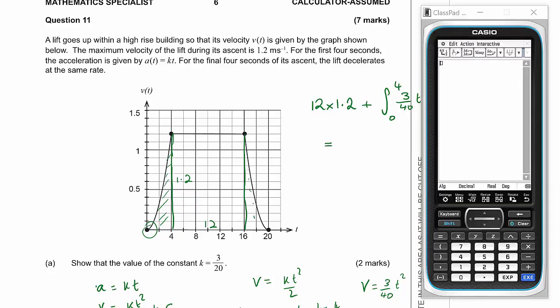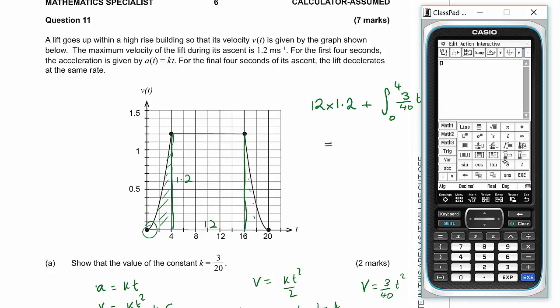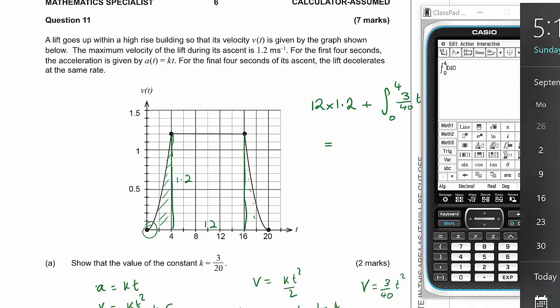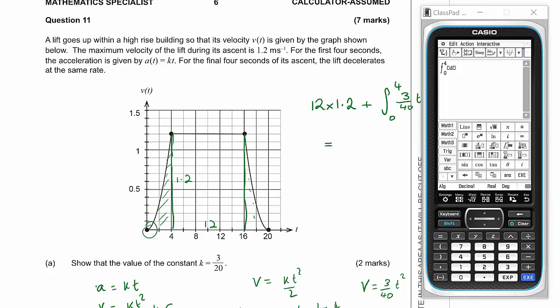So we have the calculator. We don't need to do too much messing around with it ourselves. So we can just do the integral from 0 to 4 of 3 over 40 times x squared dx, and that gives me 1.6.